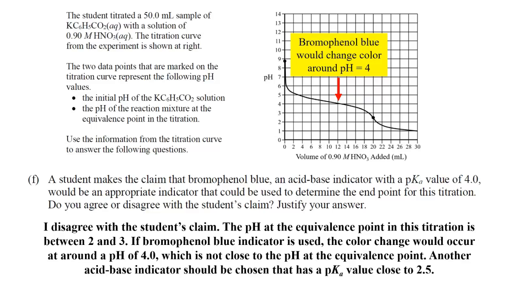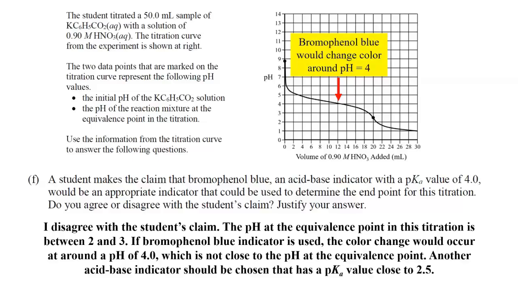So the answer to part F is the following. I disagree with the student's claim. The pH at the equivalence point in this titration is between 2 and 3. And if bromophenol blue indicator is used, then the color change would occur at around a pH of 4, which is not close to the pH at the equivalence point. So another acid-base indicator should be chosen that has a pKa value close to 2.5.